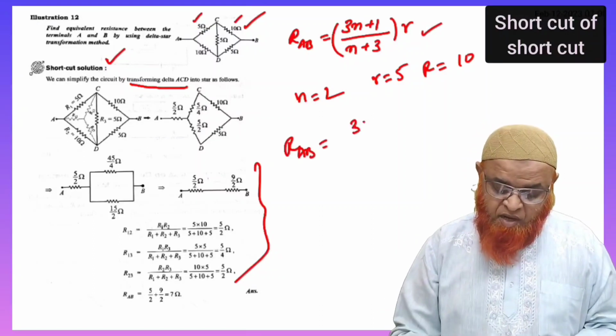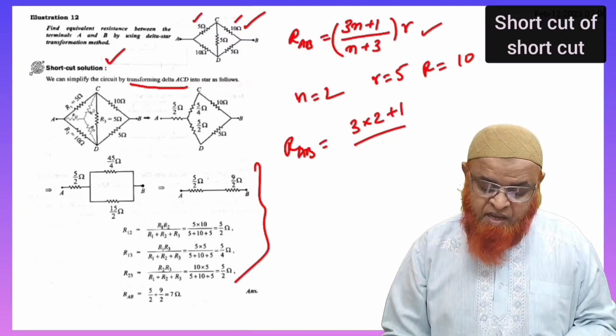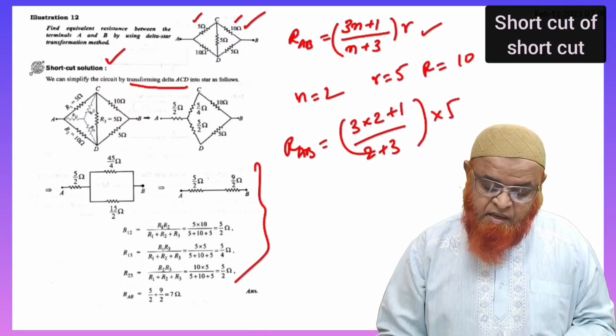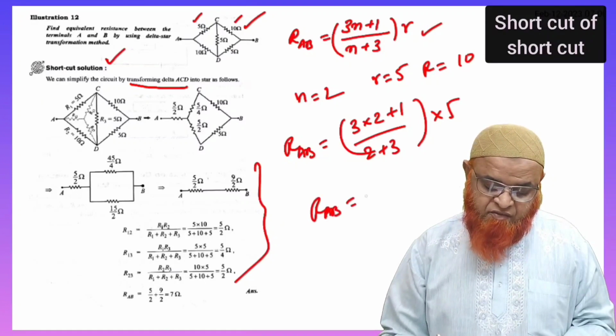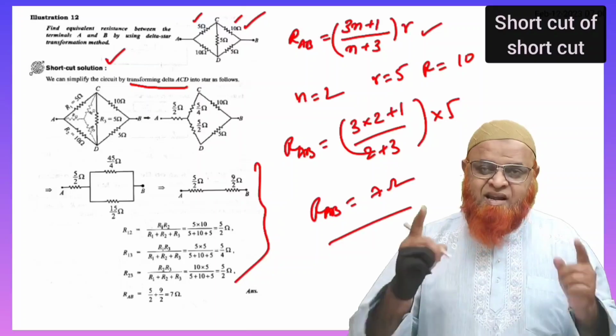Just substitute into the formula. RAB is equal to (3 into 2 plus 1) by (2 plus 3) into small r. Small r is nothing but 5. So directly you are getting the answer as 7 ohms. Did you enjoy this shortcut?